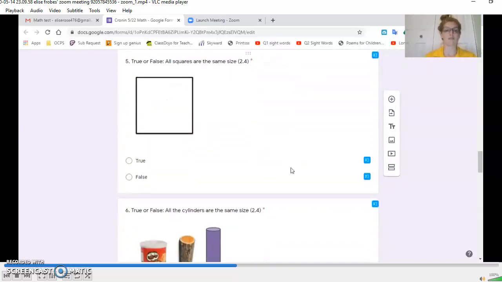Number 5. True or false? All squares are the same size. True, yes, all the squares are the same size, or false? All squares are not the same size. Pick your best answer.